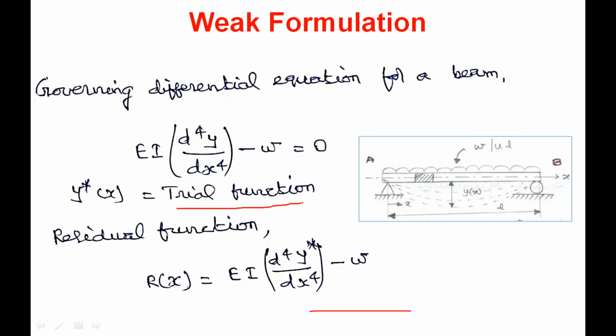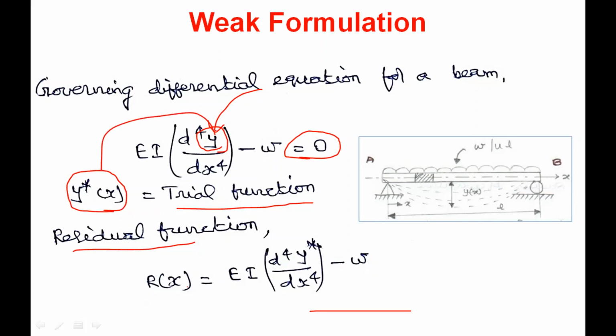When we substitute a trial function in the governing differential equation, the equation becomes a residual function. Why? Because only if you substitute the exact solution will the equation be satisfied, meaning the right hand side will be equal to 0. But when you substitute any trial function, this equation will not be satisfied. That means it will not be equal to 0, so it will give some residue. That is why it is called a residual function. When a trial function is substituted in the governing differential equation, we get the residual function.